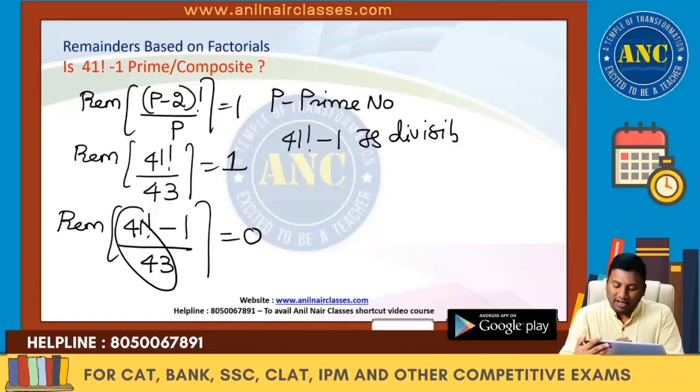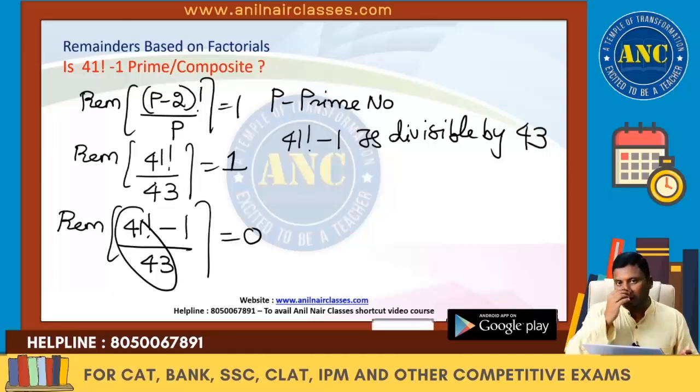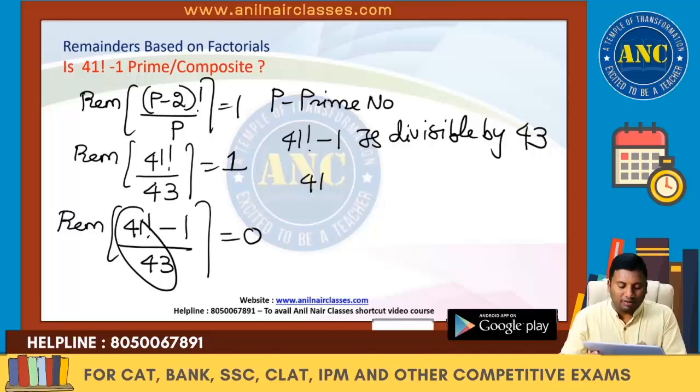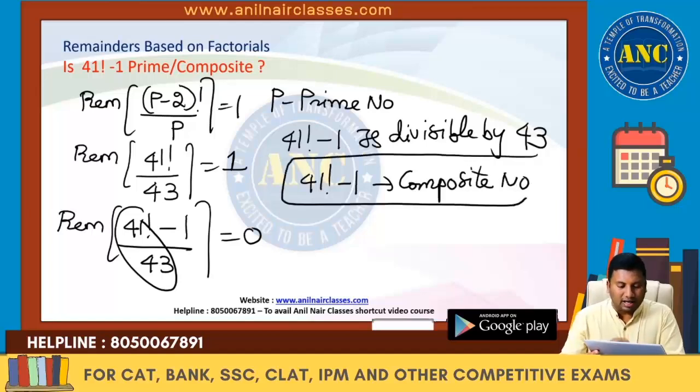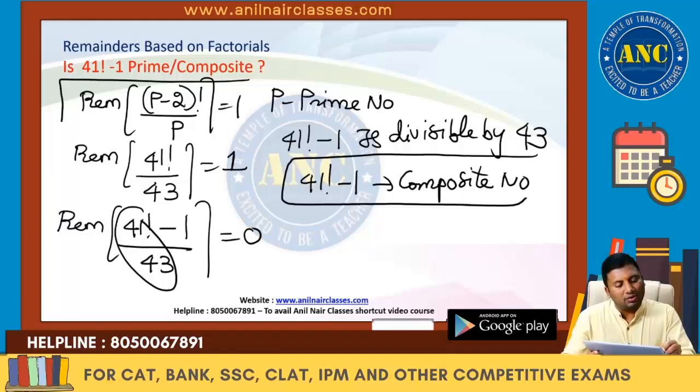Seems like a very difficult question, but actually it's an easy question. 41 factorial minus 1 is divisible by 43. Hence 41 factorial minus 1 is a composite number. Hence this number is a composite number. I hope the idea is clear. What is the concept that I used in this question?